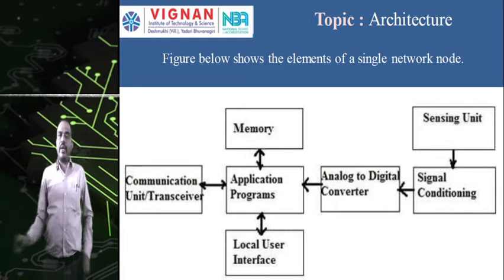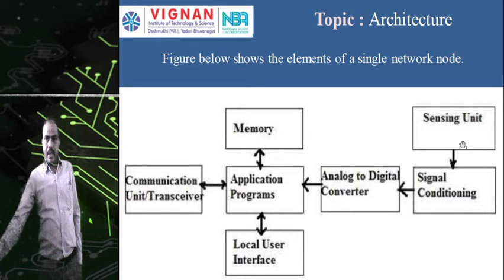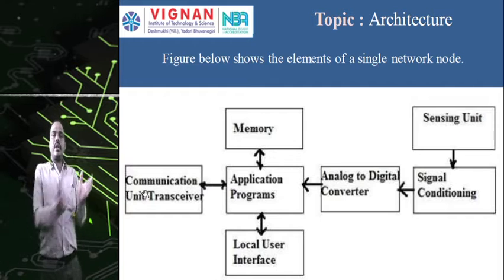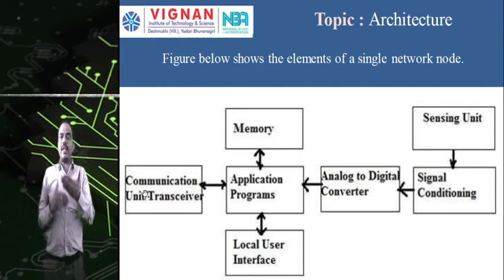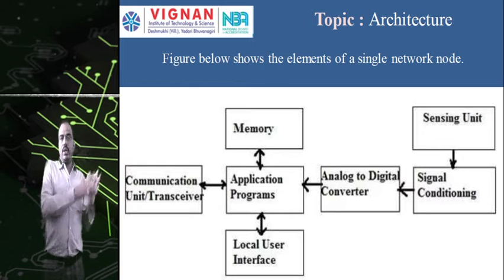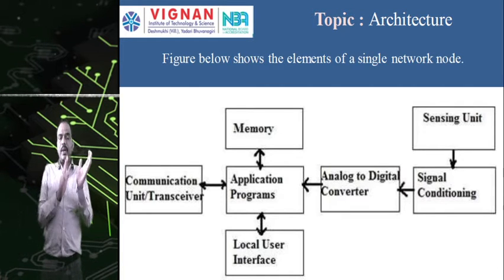So in a single network, we have these elements: the sensing unit, that is nothing but the sensor pod, then signal conditioning, sometimes an ADC, analog to digital converter, then some software with some programs, and then data that may be stored for future purposes. If you want, you can go for an interface for the local user, and then communication with the transceiver. Transceiver is nothing but transmitter as well as receiver, to the external world. So this is one network, and like that.